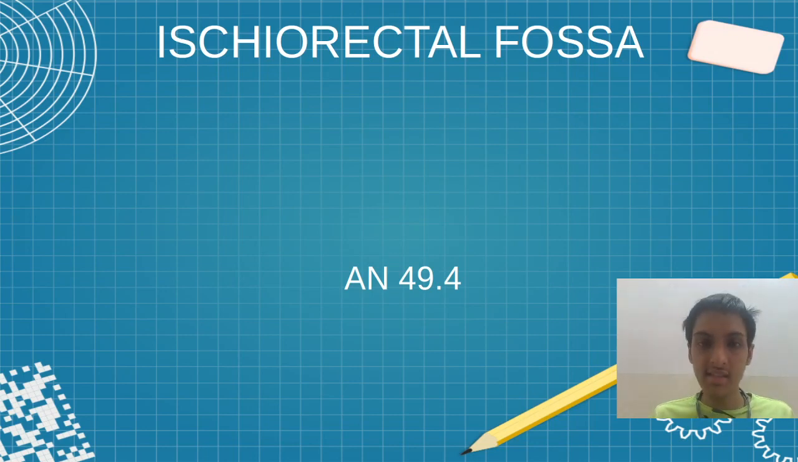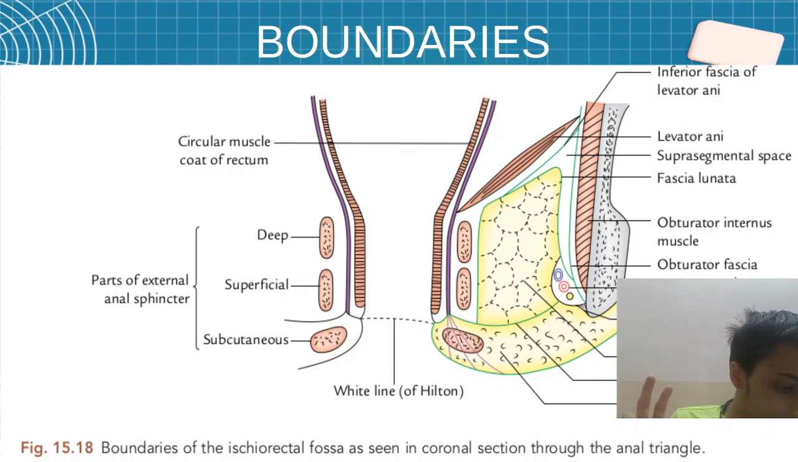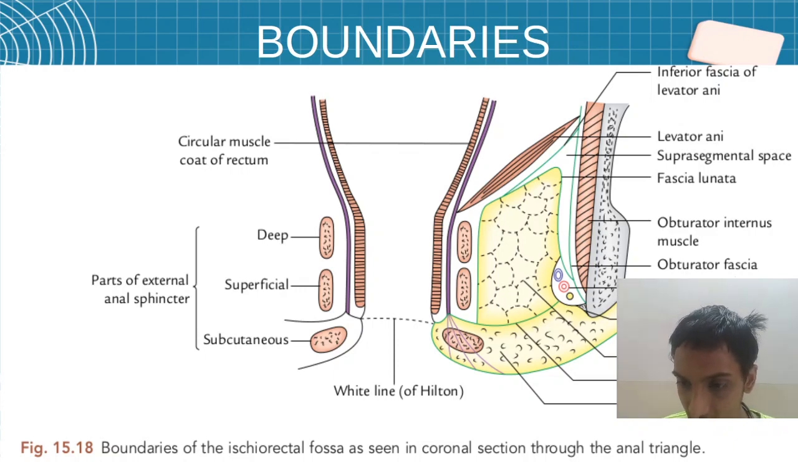Hello friends, in this video we'll talk about the boundaries, contents and applied aspect of ischiorectal fossa. So let us see the boundaries one by one. So now, we have the anterior, the posterior, lateral, medial and the roof with the floor. Anterior we have the perianal fascia with the space enclosed by the fascia.